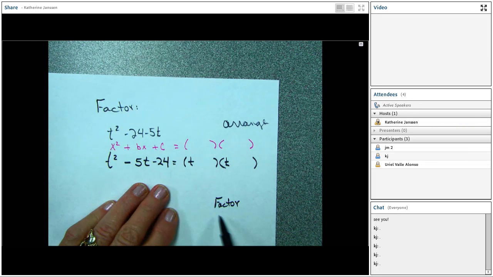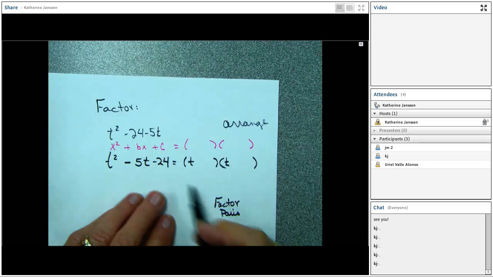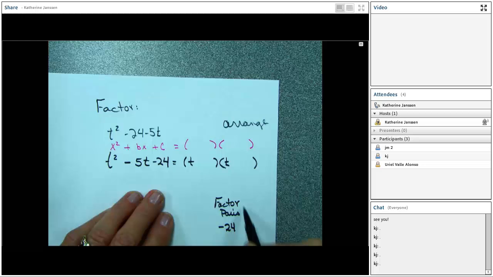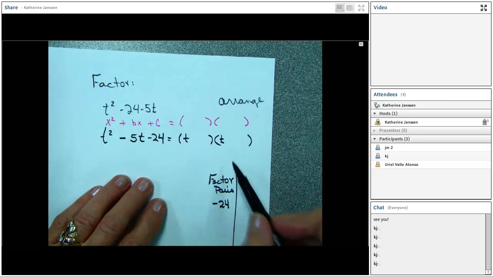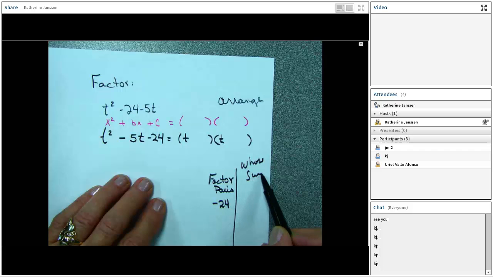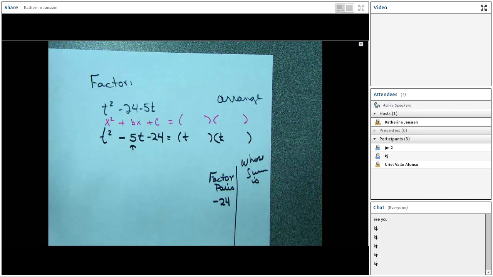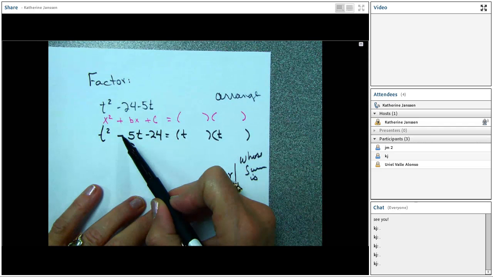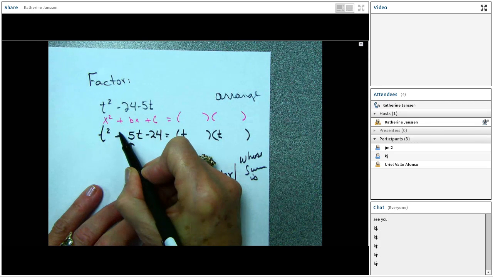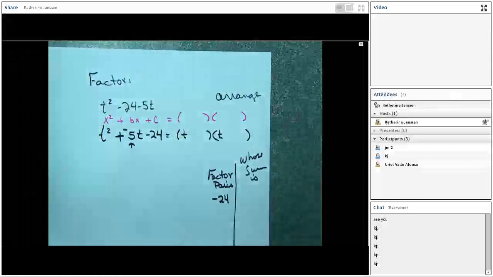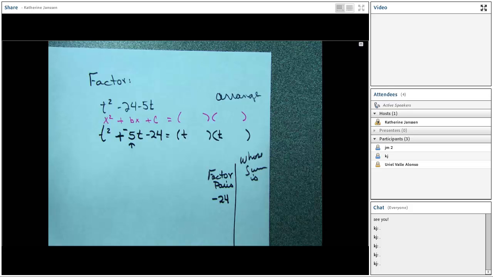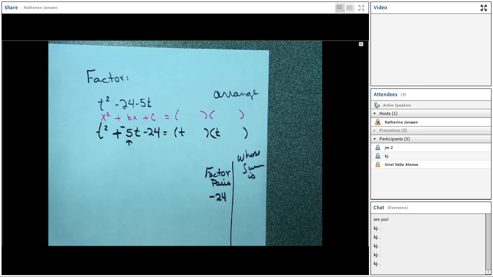Factor pairs of a negative 24. Factor pairs of your constant whose sum is the coefficient on the middle term. Now the coefficient on the middle term, remember, this is subtraction. If you need to, physically change subtraction to addition and add the opposite, or if you do mental math, you know that it's a plus a negative 5 times t. You have to control the sign. And the coefficient on the middle term is a negative 5.